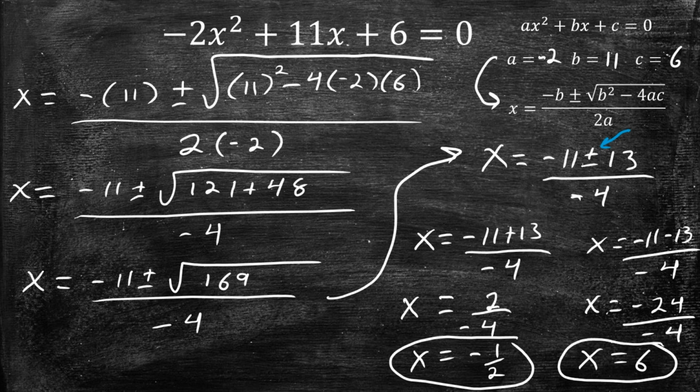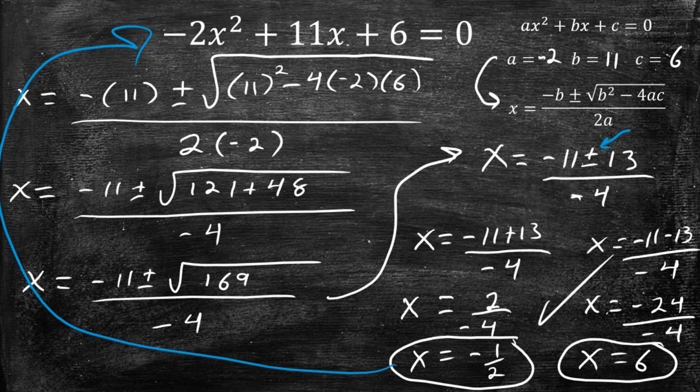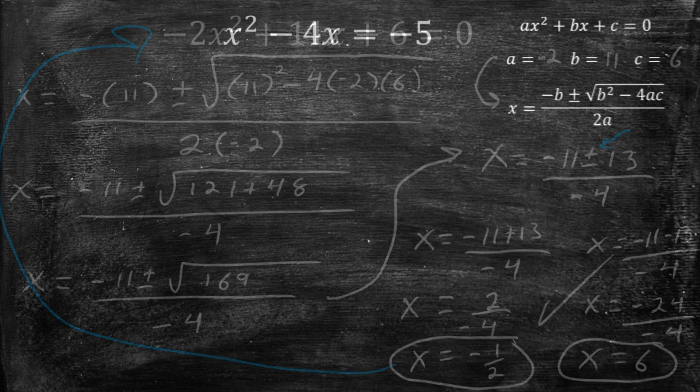So those are our two answers. What this is telling you is that if you were to plug either of these numbers back into the original equation all the way up here, your equation will be a true equation. If you plug in x equals negative 1/2 into all the x's, you'll get 0 equals 0, and that will be the correct answer. So example number 1 is now complete. Example number 2.